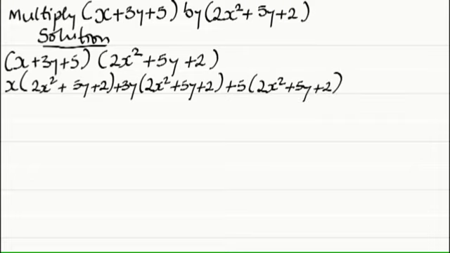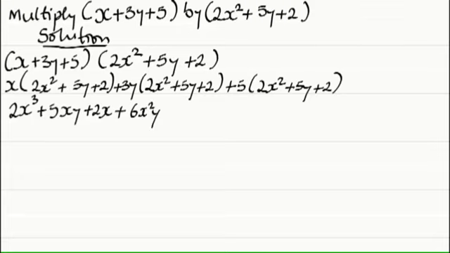Now we go further to open our bracket, and we have x times 2x squared. This will give us 2x cubed. And we have x times plus 5y. This will give us plus 5xy. We have x times plus 2. This will give us plus 2x. Proceeding further, we have plus 3y times 2x squared. This will give us plus 6x squared y.